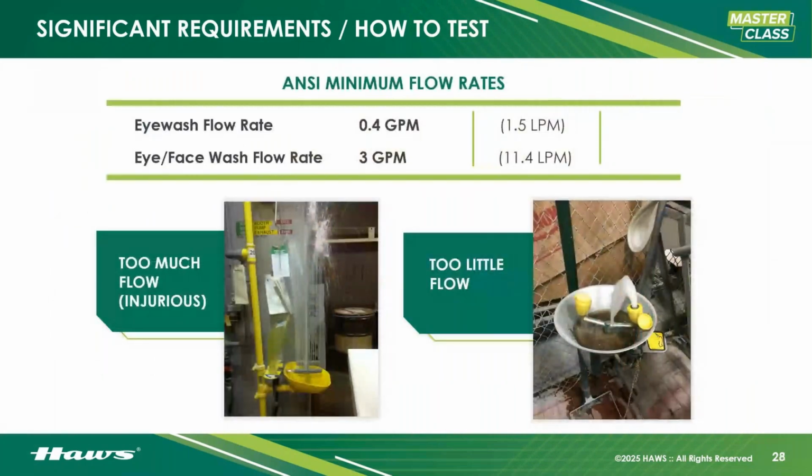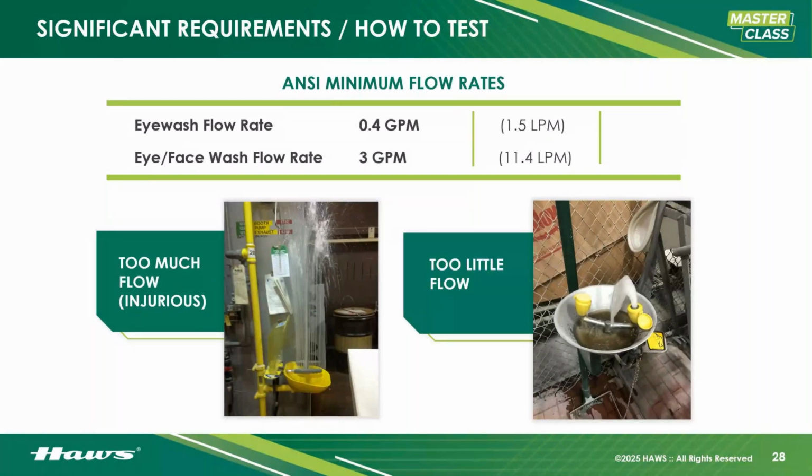Eye wash flow rates 0.4 GPM, and again, eye face wash 3 GPM. You can see what happens here when we have too much and too little, right? The left example, again, that ceiling tile washer, right? This is the last eye wash you'll ever use. This is gonna hurt. This is not gonna feel good in any way, shape, or form. And on the right, you gotta pick your favorite eye. And that's not an experience we wanna put anybody through.